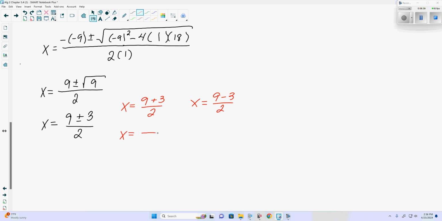Well, 9 plus 3 is 12, and 12 over 2 is 6, and that's one of the ones we got from graphing, yes? The other one, 9 minus 3 is 6, and 6 over 2 is 3. That's it. Any questions on this here? Now we do need to check 6 and 3.